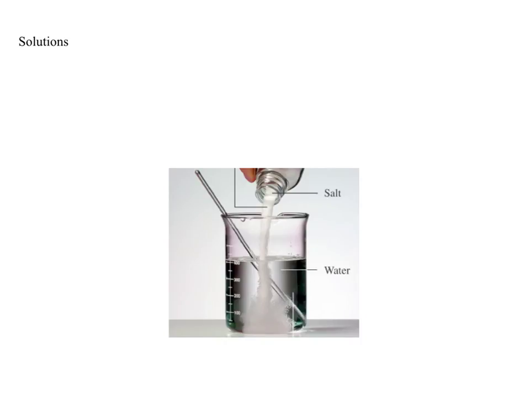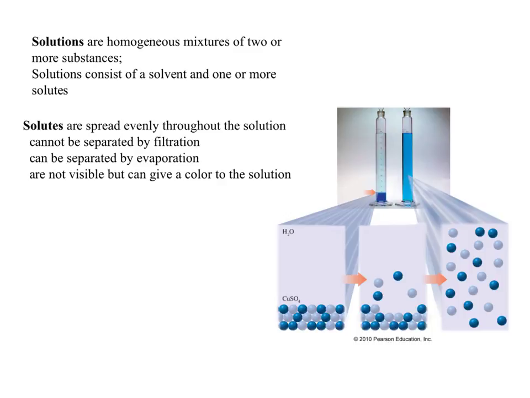So in this next chapter, we're going to look at solutions. And as you can see right there, that's exactly what's being made in the picture and what we're going to learn about. So first, let's talk about and describe solutions. Solutions are homogeneous mixtures of two or more substances. So a minimum of two different things.